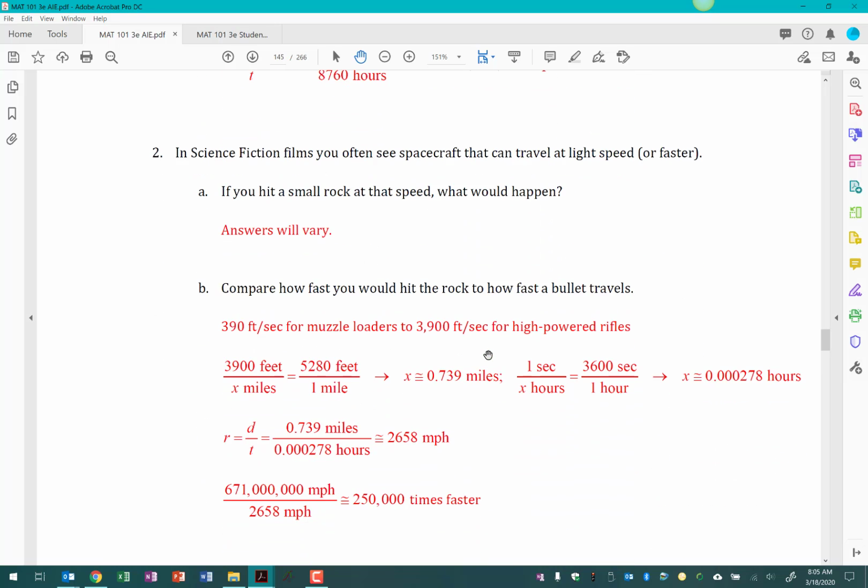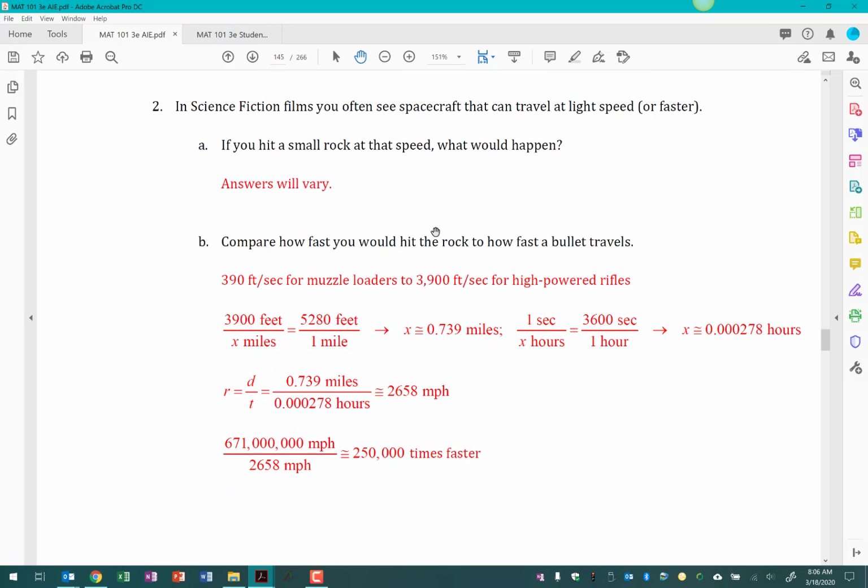Question number 2 talks about seeing spacecraft in science fiction films that travel at light speed and even faster. Think about what would happen if you hit a small rock at that speed. Think about what it feels like to get a little bit of a spray of sand on you, like if the wind blows sand on you. And those are really low speeds compared to the speed of light. So imagine that sand coming at you at faster and faster speeds, eventually up to about 671 million miles per hour. What do you think would happen?